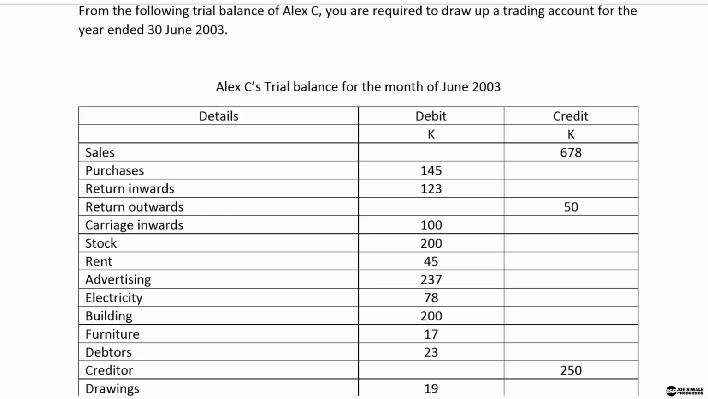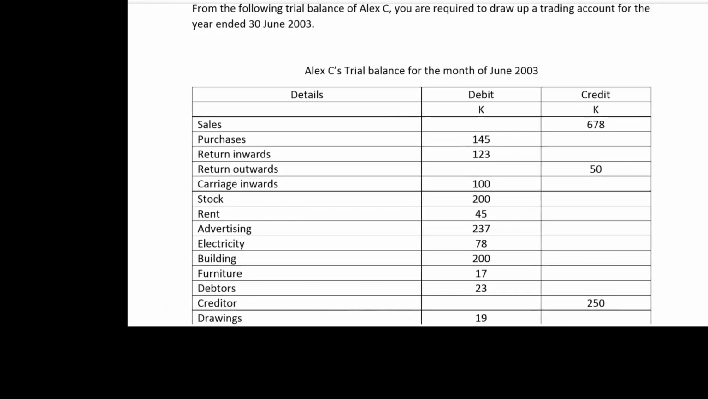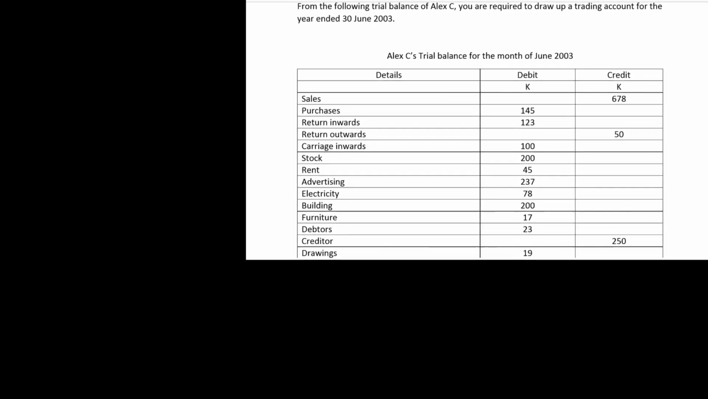Let us now look at an example for the trading account. So we have this example that we're going to use, and you can read the example on the screen. So the example reads, from the following trial balance of Alexi, you are required to draw up a trading account for the year ended 30th June 2003. So we have that trial balance.